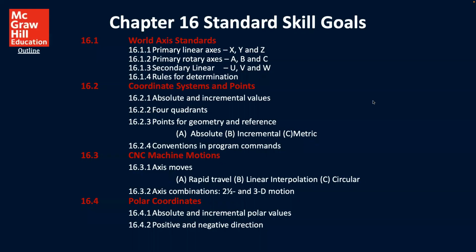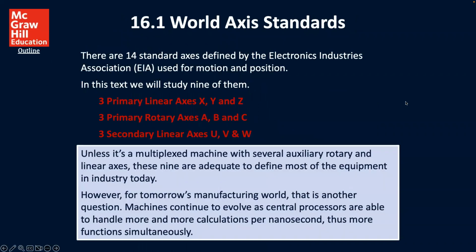We went over the introduction for this chapter. We went over the goals and the four different areas, and now we'll start to get into the details. The Electronic Industries Association defines 14 standard axes. We're only going to be covering 9. We saw that in the previous slide, where we have X, Y, and Z for linear, A, B, and C for rotary, and U, V, and W for a secondary linear axis. So unless it's a multiplex machine with several auxiliary rotary and linear axes, these 9 are adequate. That's the reason why we're just going to be focusing on that.